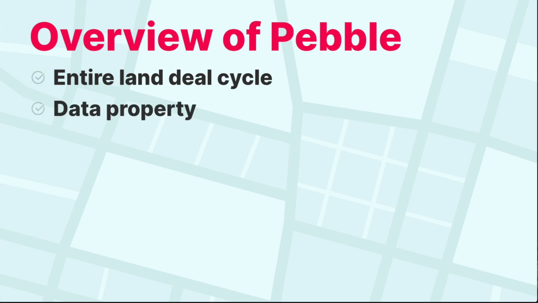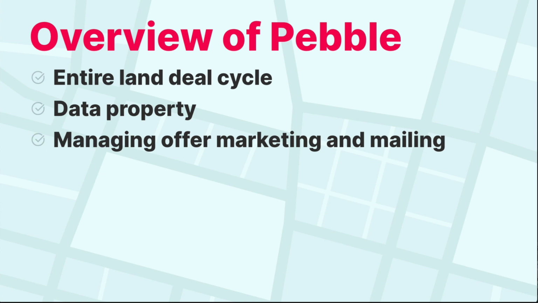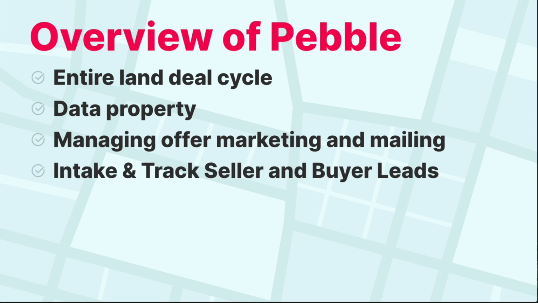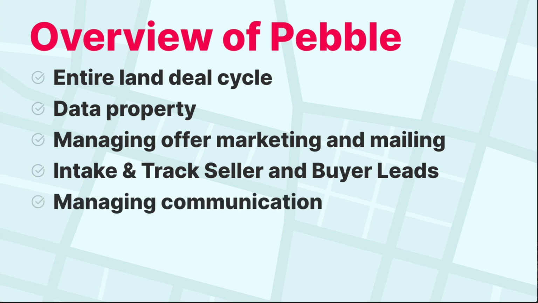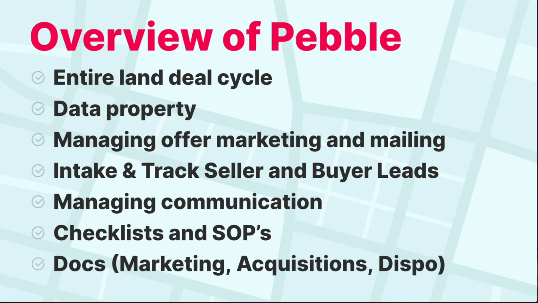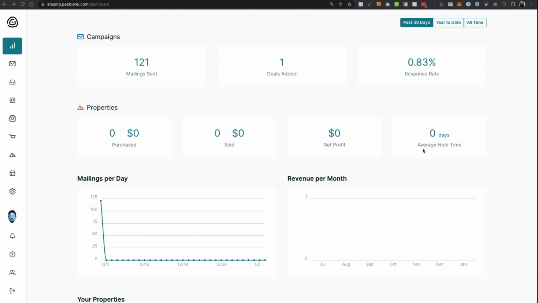It helps you manage property data. It allows you to get out marketing for your offers and your mailing. Pebble easily allows you to intake and track seller and buyer leads. Not only that, you'll be using Pebble as your main communication tool for your texting, phone calls, and emails. Pebble also focuses on allowing you to build out your team, making sure they have their checklists and SOPs in place. Generating and mailing off any kind of documents, whether it's marketing documents, acquisition documents, or disposition documents, is a breeze inside of Pebble.